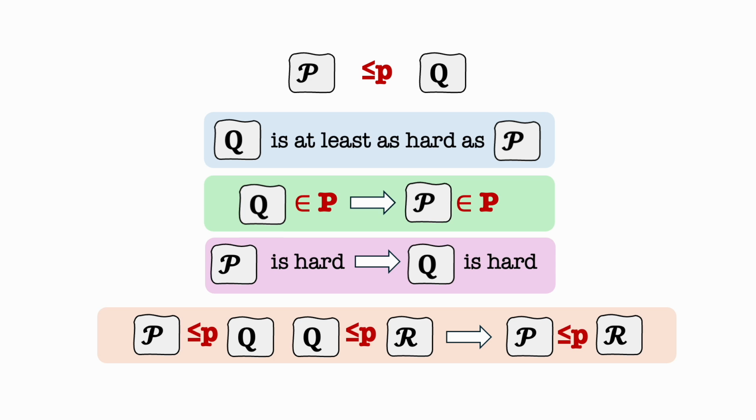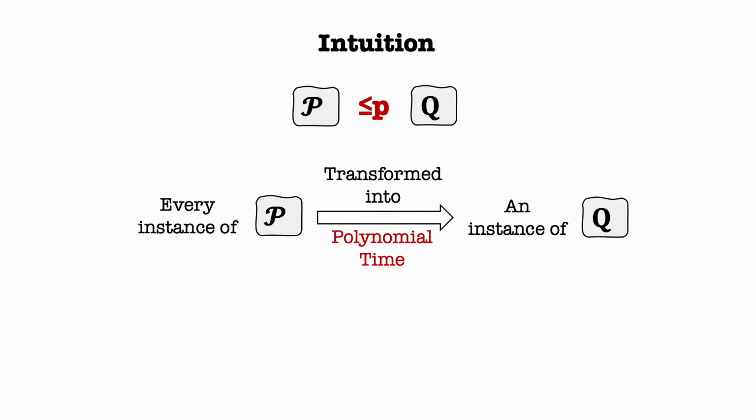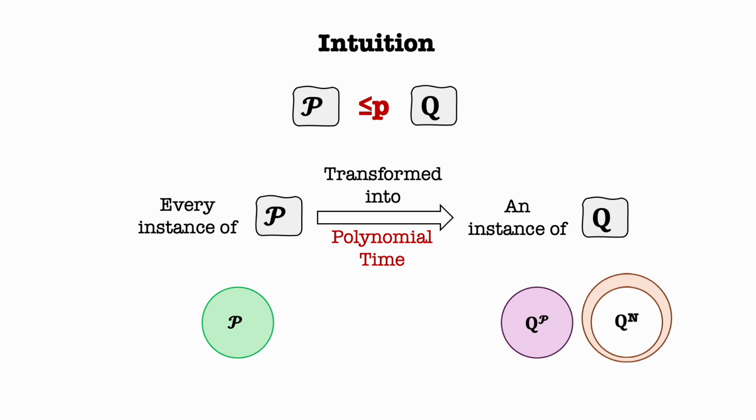Let's now try to understand the intuition behind these properties. When we say P is polynomial time reducible to Q, it means every instance of P is transformed into an instance of Q. Now imagine the set of all instances of problem P that are transformed into a subset of instances of Q. Let's call this subset Qp. However, there might be other instances of Q that are not related to P. We represent these remaining instances as Qn. Just keep these two subsets, Qp and Qn, in mind.